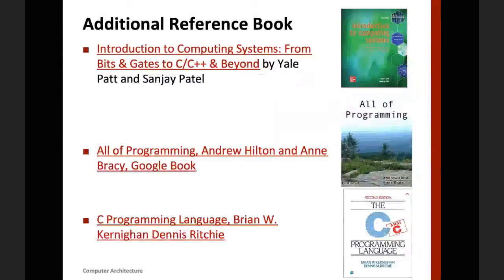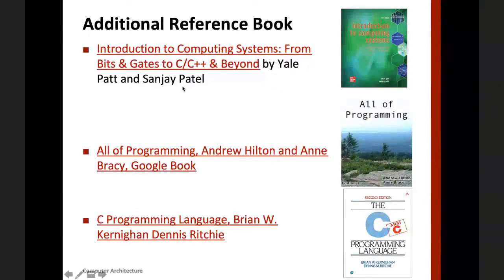Three other books which once in a while I will refer to: this book by Patt and Patel. It's a nice book. Sometimes, when I don't understand things in the main book or I want more detail, I go to this book. But you can also get this book if you want. I would recommend all of you to buy this book or get it from somewhere. It's recently been written. It's called All of Programming.